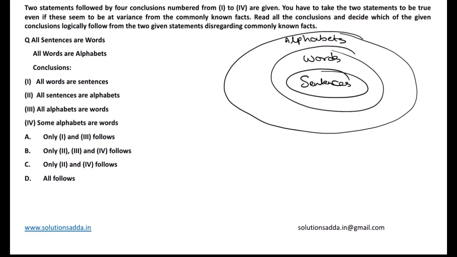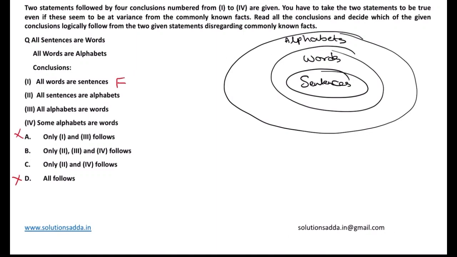All words are sentences. So the relation between words and sentences is that sentences are a subset of words. Therefore, we cannot say that all words are sentences. We can say that all sentences are words, but we cannot say that all words are sentences, since sentences is a subset of words. Therefore, conclusion 1 is false. And since conclusion 1 is false, option A and option D are eliminated, because they say all follow, and since 1 doesn't follow, both option A and D are eliminated.